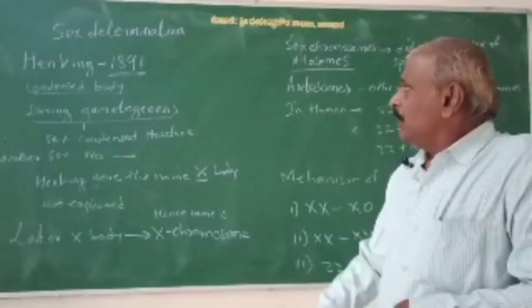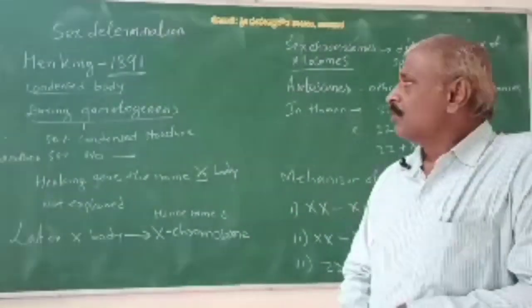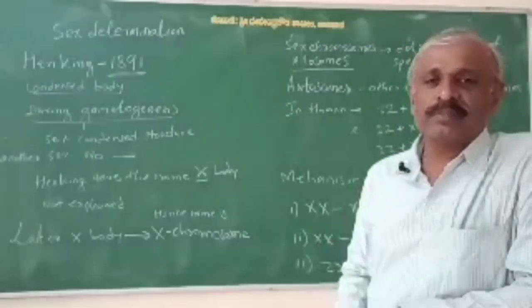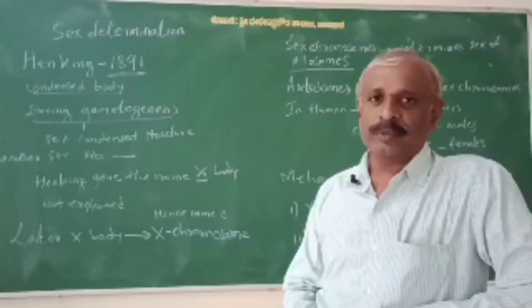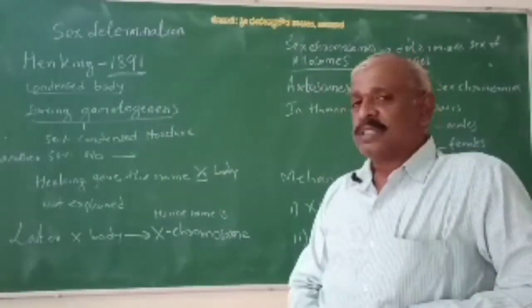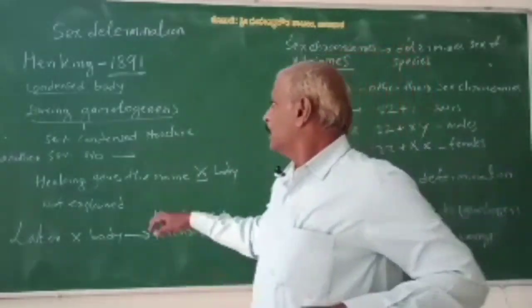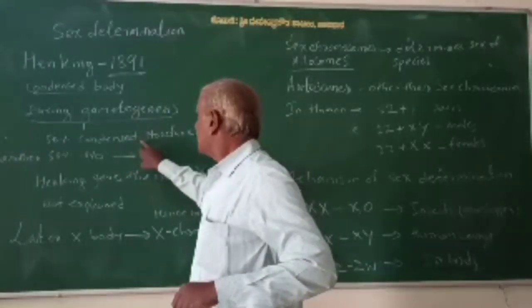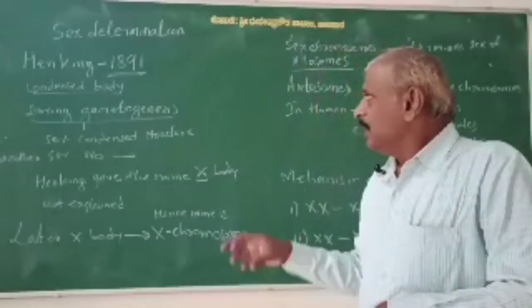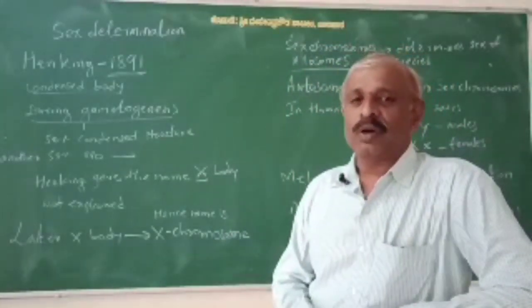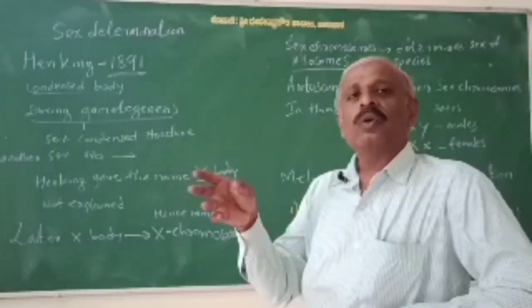He made observations during gametogenesis. As you know, gametogenesis is the process of formation of the gametes. When gametes form, 50% of the sperms have the condensed structure, and he could see it in them. But in the other 50%, there is no condensed body.